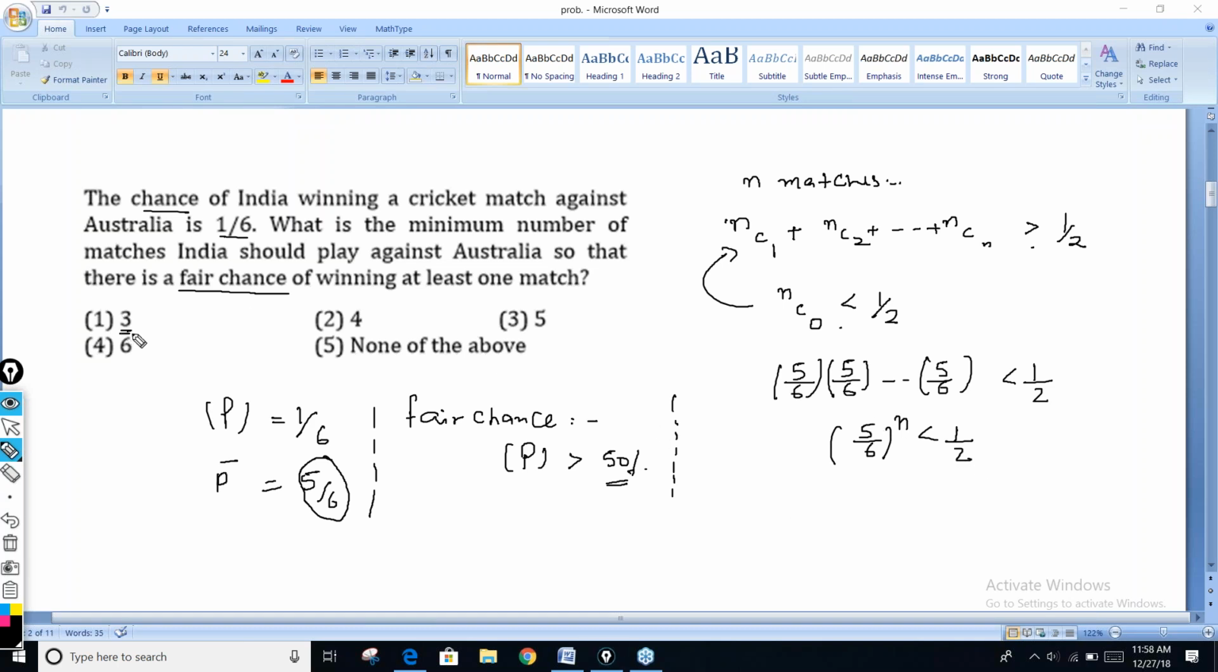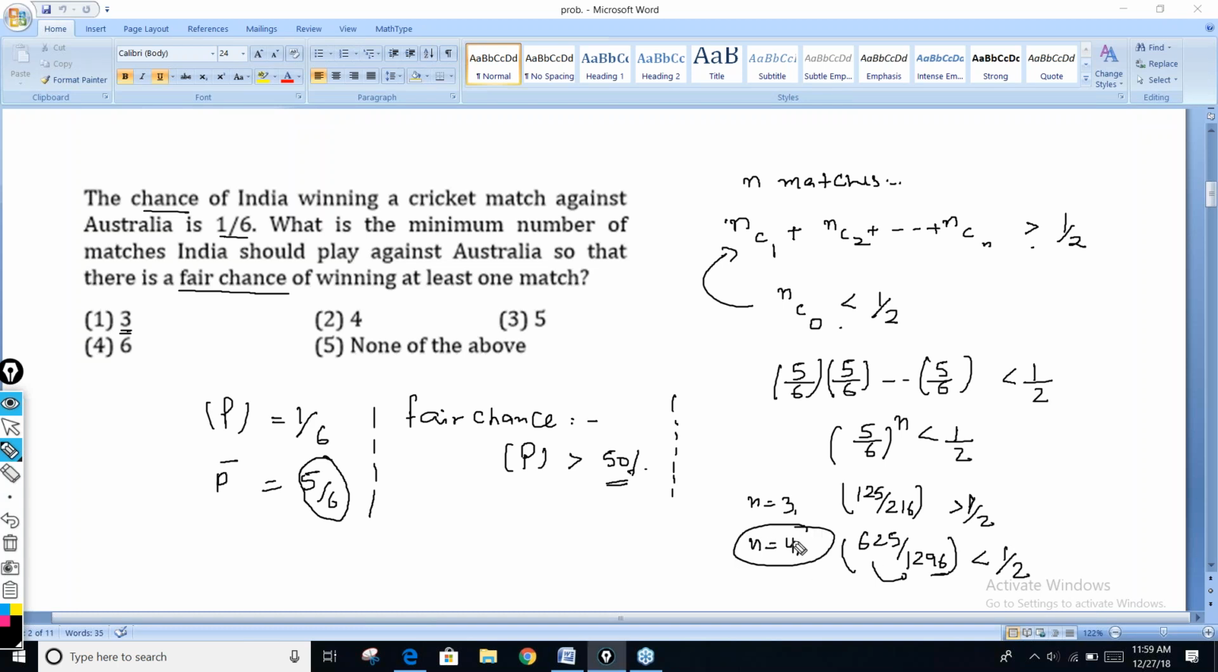So if I choose the option, let's say n is 3. If I take n as 3, it comes out to be 125 upon 216. But 125 upon 216 is more than half. So India cannot say there is a fair chance after playing only 3 matches. If I take 4, then it comes out to be 5 raised to power 4, which is 625, and 6 raised to power 4, which is 1296. Is it less than half? Yes, it is less than half, because if it were half, it would be 1250. It is less than half.